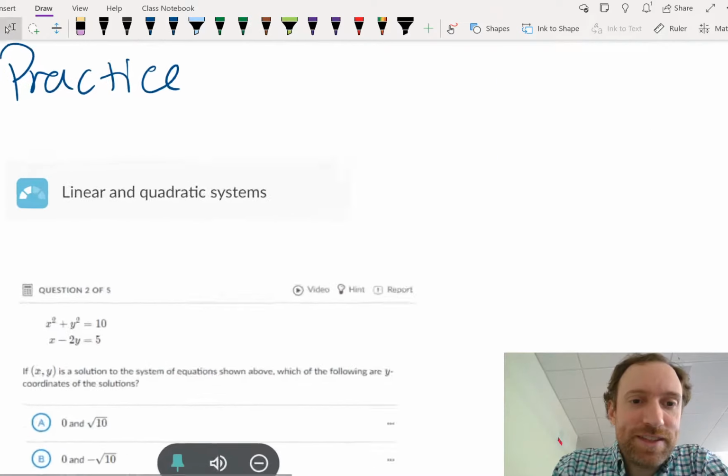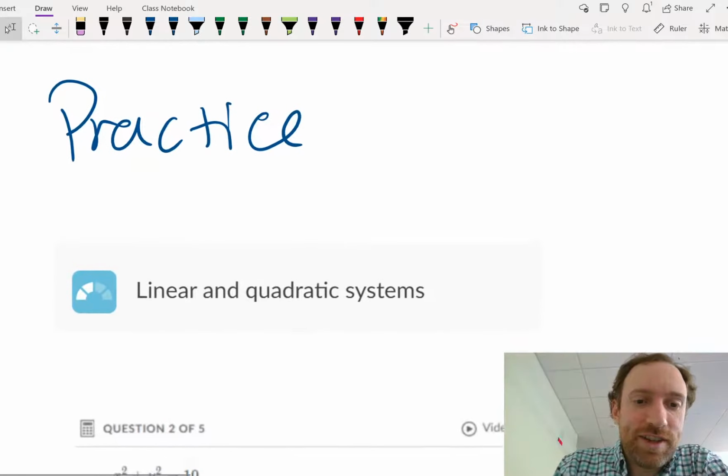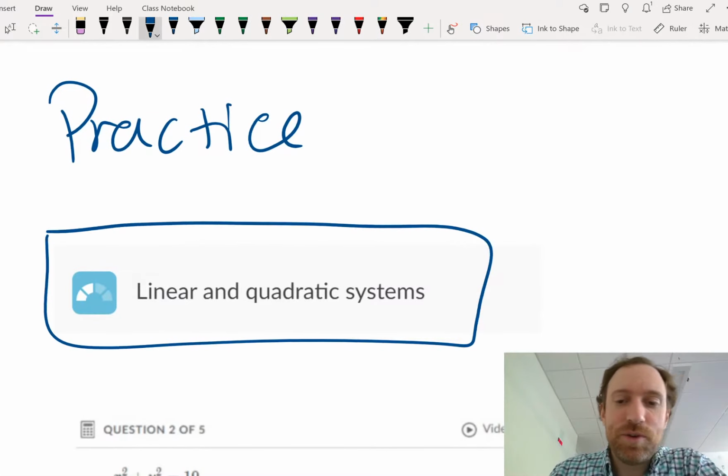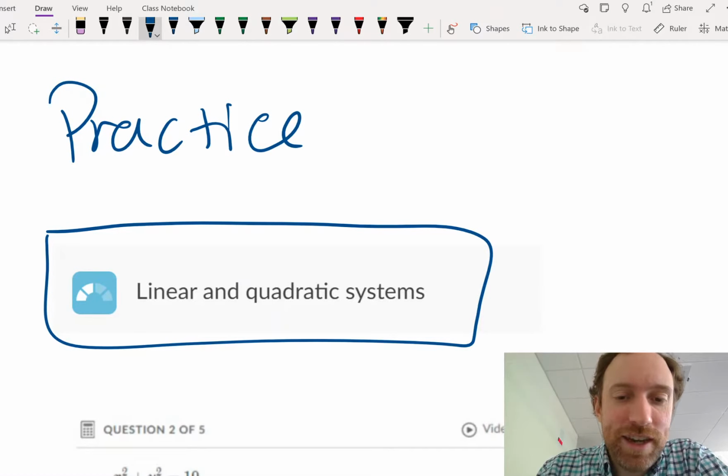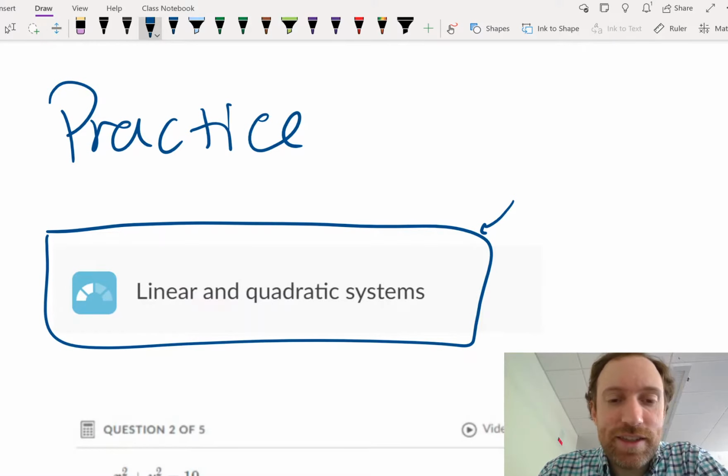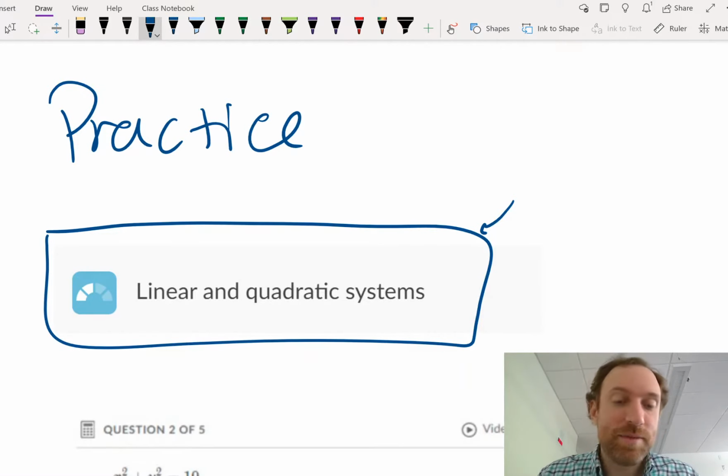All right, that's it. There's a practice section on Khan Academy called Linear and Quadratic Systems. So what I'd like you to do right now is head over to Khan Academy and try this Linear and Quadratic Systems practice. This is under the Passport to Advanced Math.